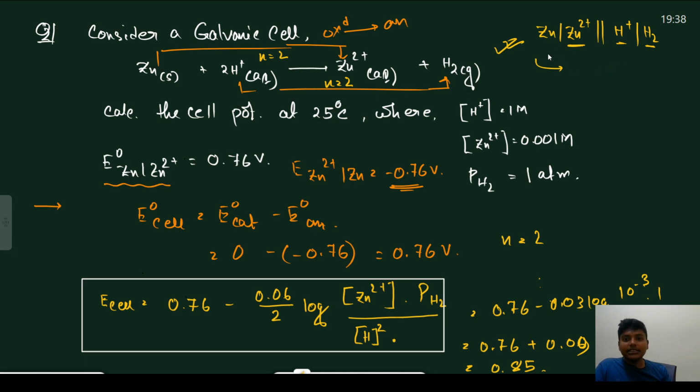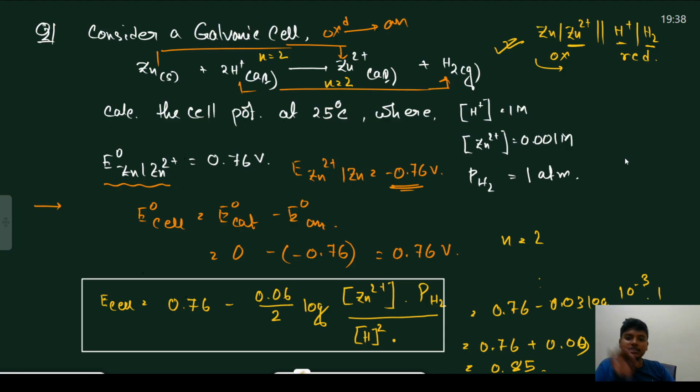Now listen. This is oxidation and this is reduction. Remember, always oxidation by reduction. So this is the oxidation term: oxidation concentration divided by reduction concentration. By seeing the cell representation also you can do it, but for that you need more practice.